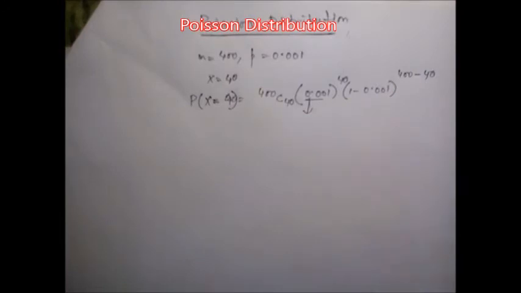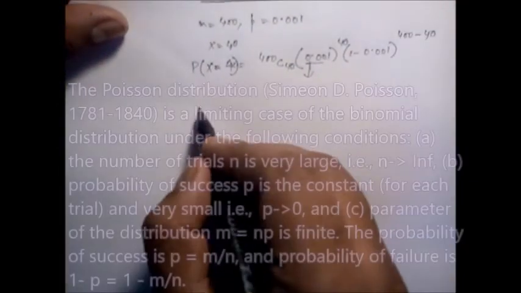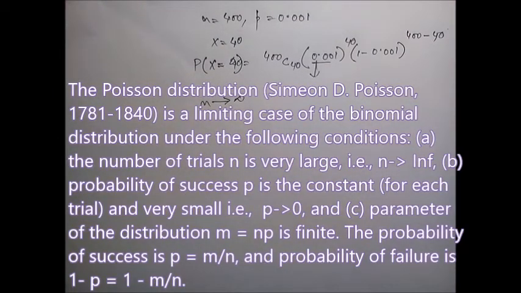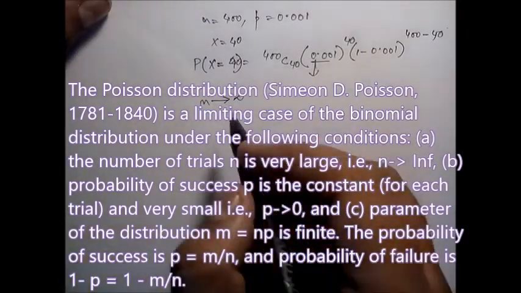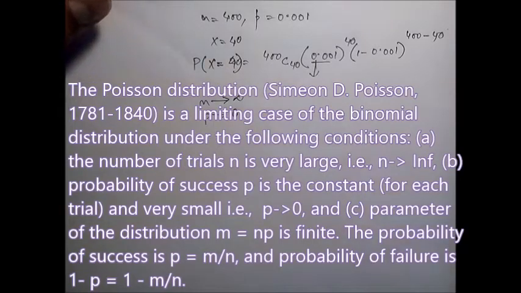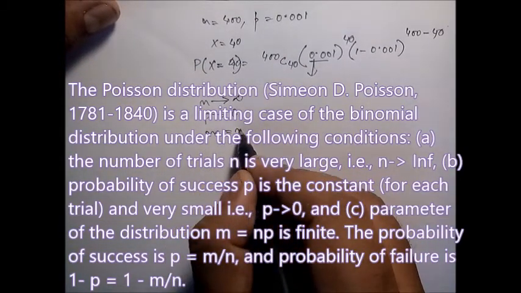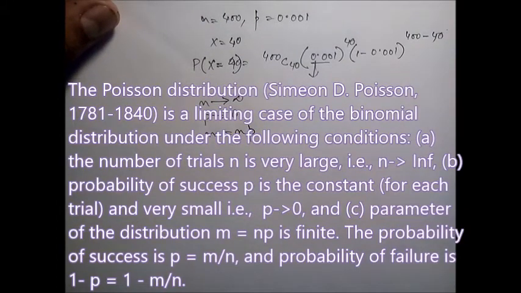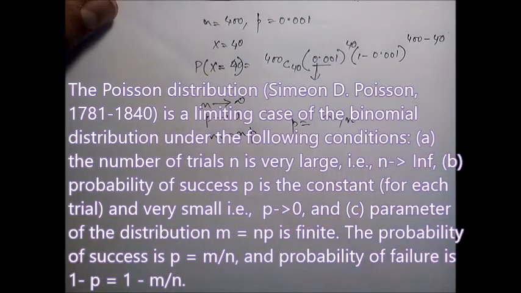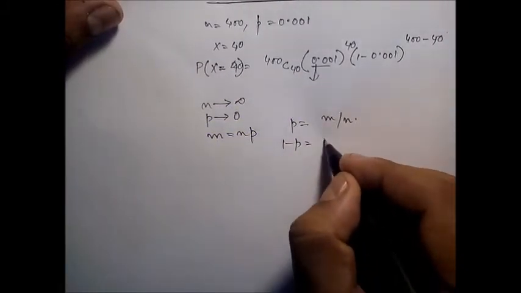Now the Poisson distribution is a limiting case of the binomial distribution under the following conditions. The number of trials n is very large. The probability of success p is constant and very small, p towards 0, and the parameter of the distribution m is equal to np is finite. So the probability of success p is m by n, and the probability of failure is 1 minus p.